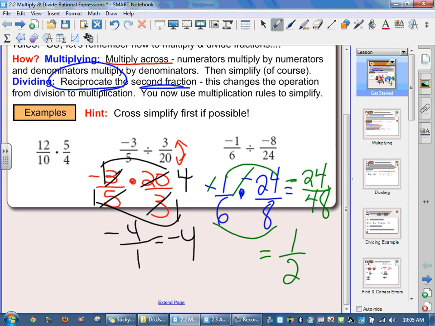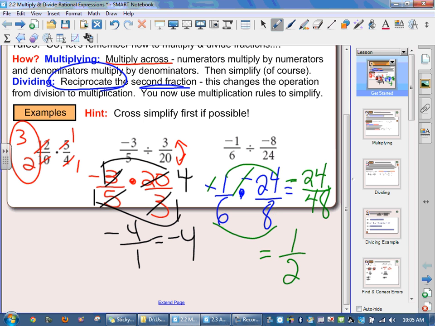Okay, it'll simplify things for you. If you look at the far left one here, this guy can cross-simplify as well. The 10 and 5 both divide by 5, I can get a 1 and a 2. The 12 and the 4 both divide by 4, becomes a 1 and a 3. What was my answer? 3 over 2. Okay, so it does it quicker for you if you understand that cross-simplify rule.